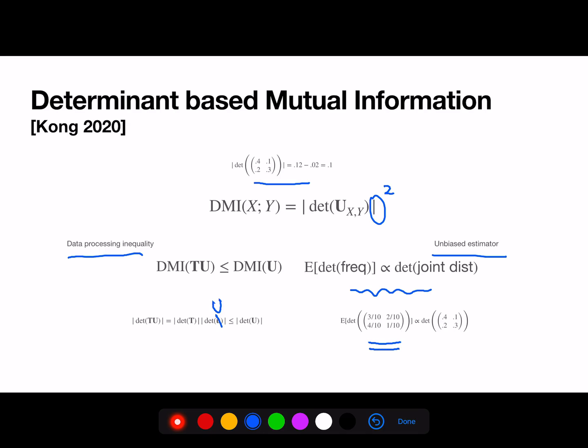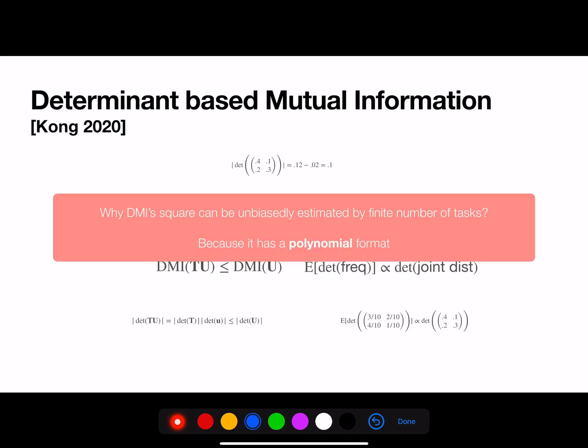You are referred to the paper for more details, but the thing I just want you to know in today's talk is that the reason this is true is just because the determinant has a polynomial format, if you remember the formula of the determinant. And if we square it, it's still a polynomial. This is the fundamental reason it can be unbiasedly estimated by a finite number of tasks.